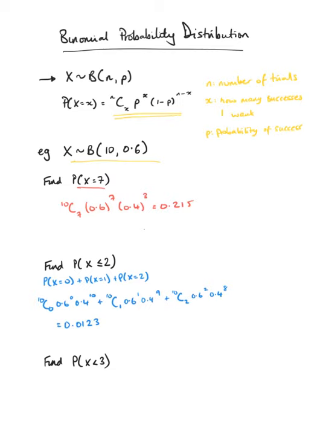Now this next bit is interesting. The probability that x is less than 3 is the same as the probability that x is less than or equal to 2. Because in both, I'd be allowed to have P of x equals 0, x equals 1, and x equals 2.